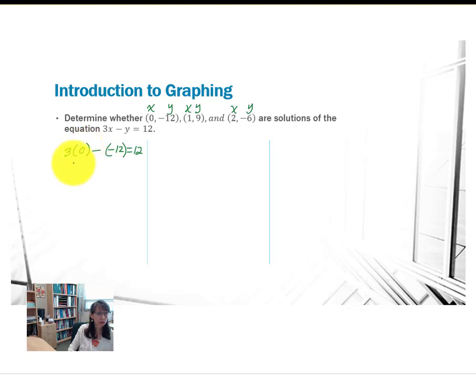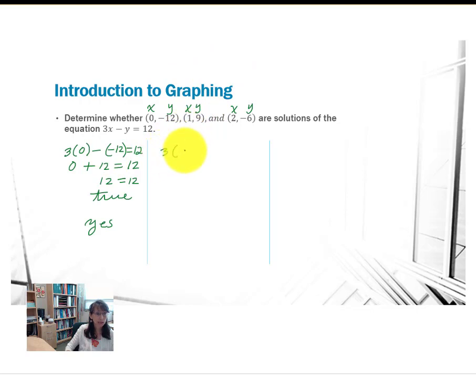So 3 times 0 is 0. Subtraction of a negative means add 12 equals 12. So it looks like 12 is equal to 12. That's true. So we have, yes, 0, negative 12 is a solution to that linear equation. Let's try the next ordered pair.